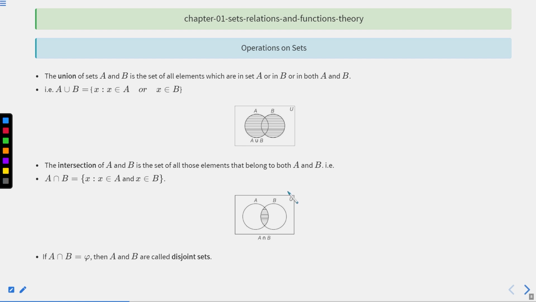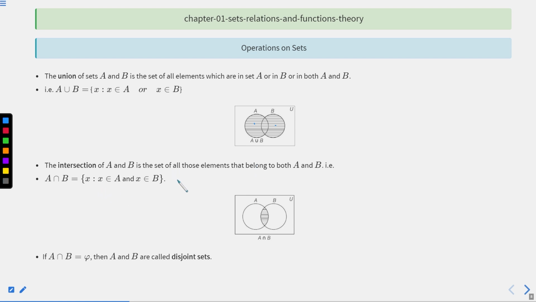Now, union of sets A and B. The union of sets A and B is the set of all elements which are in set A or in set B or in both A and B. So this is called the union. A union B can be represented as {x such that x belongs to A or B}. Here in the Venn diagram, you can say that any element belongs to either A or B or both A and B.